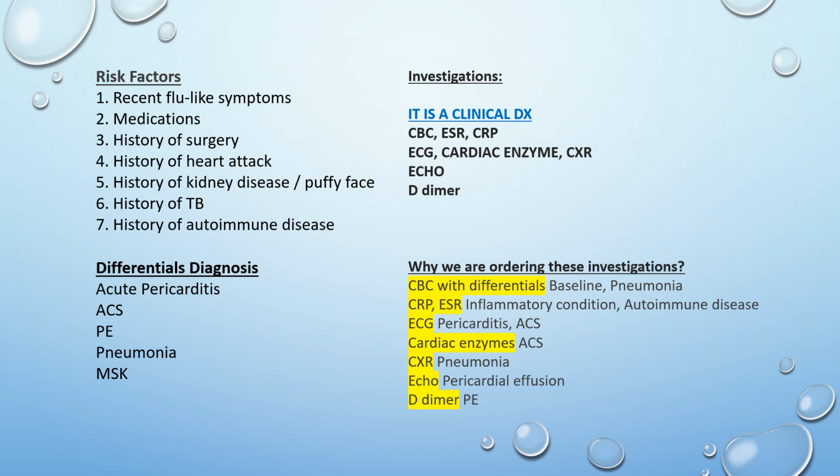However, it will also help us to rule out pneumonia. CRP and ESR will rule out inflammatory conditions and autoimmune disease initially. ECG will rule out pericarditis and acute coronary syndrome. Cardiac enzyme will rule out acute coronary syndrome as well. Chest X-ray is going to help us by ruling out pneumonia. In addition, echo will rule out the complications of acute pericarditis, which is pericardial effusion, and D-dimer is going to rule out one of our differentials, which is pulmonary embolism.